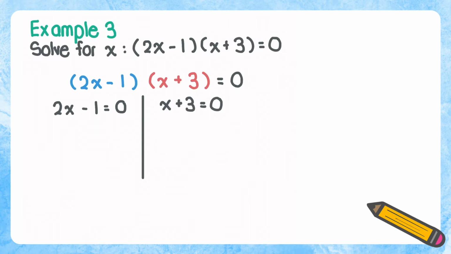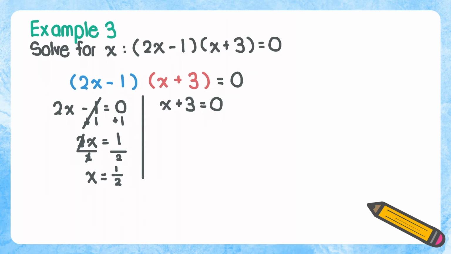So let's take a look at 2x minus 1 equals 0 first. I want to get rid of that minus 1, so I'm going to add 1 to both sides. And I'm left with 2x equals positive 1. Next, I'm going to divide by 2 on both sides to get rid of that 2 right before the x. And then I'm left with x equals 1/2. I'm going pretty quickly right here, but go ahead and pause if you need more time.